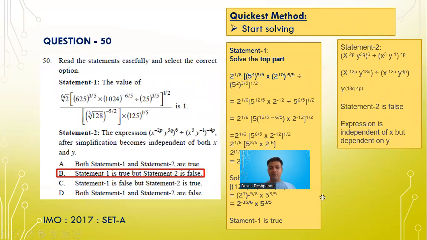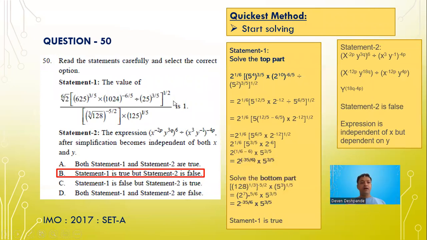Okay, last one, students. Question number 50. Read the statements carefully and select the correct option. Statement 1, the value of this sixth root of 2 into 625 raised to 3 upon 5 into 1024 raised to minus 6 upon 5 divided by 25 raised to 3 upon 5 whole raised to 1 upon 2 is 1, and statement 2, this expression after simplification becomes independent of x and y. So again, we have to start solving. A difficult question to end the paper, but there is no other option than to solve.